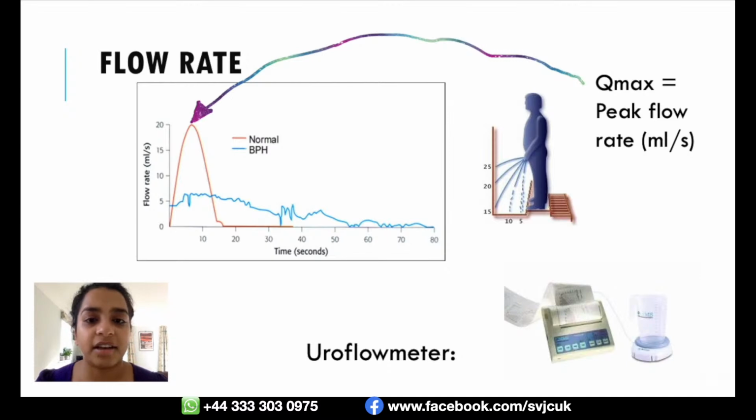As you can see, I've highlighted the Qmax, which is the peak flow rate measured in mils per second. It is a very useful figure that you'll hear described by urologists to monitor or to comment on the effectiveness of a man's flow.